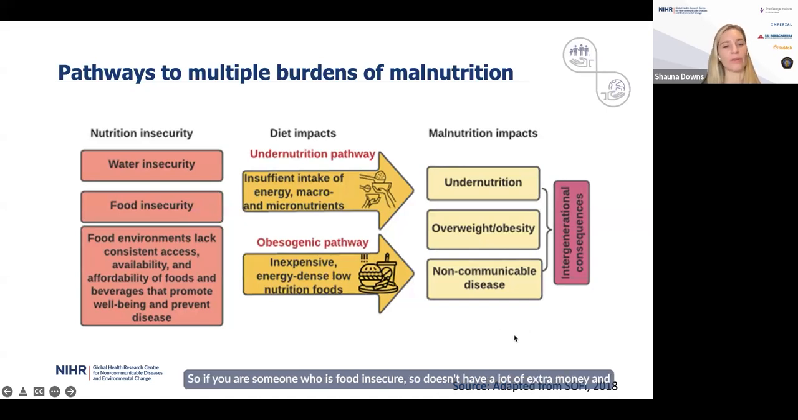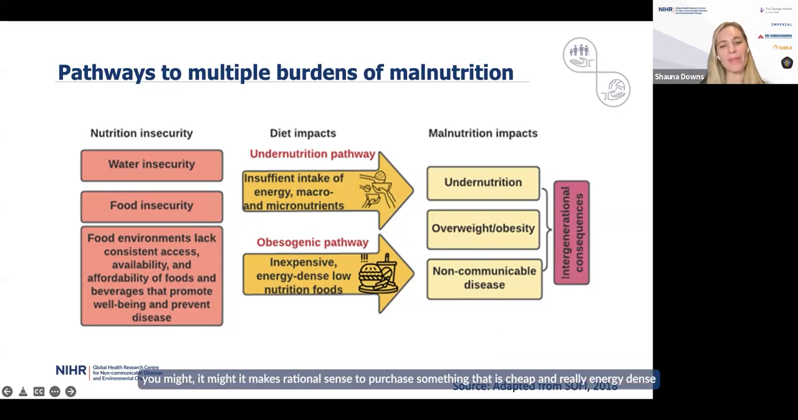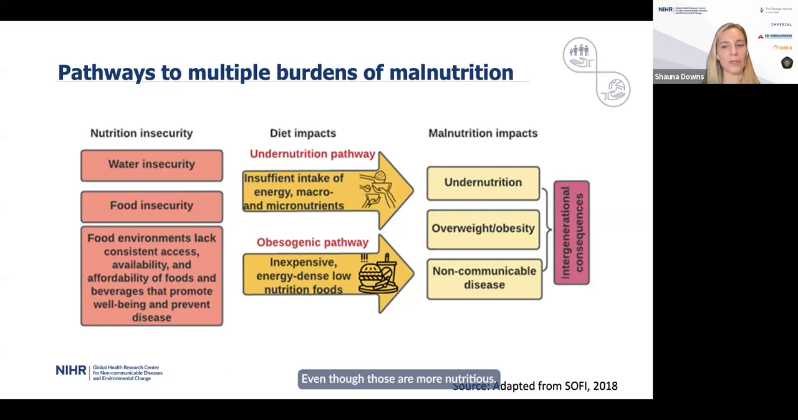So if you are someone who is food insecure, so doesn't have a lot of extra money and maybe can just afford one meal per day, it makes rational sense to purchase something that is cheap and really energy dense so that you feel full with that small amount of money. It doesn't necessarily make rational sense to buy some leafy greens, even though those are more nutritious, you will still feel hungry.